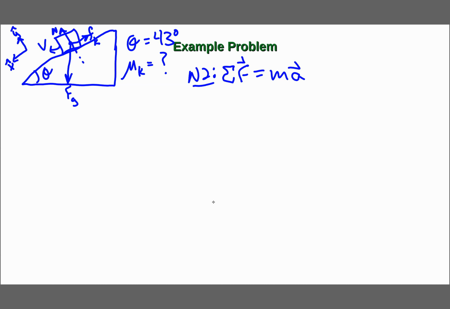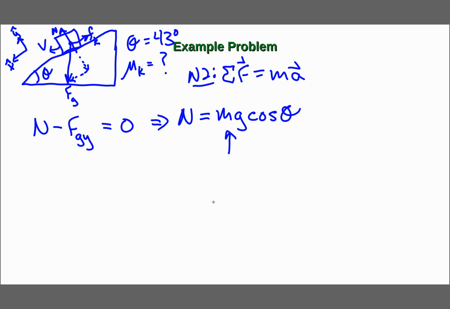So remember, we have our components. And now let's solve the y first. The y is generally easier in these block sliding down a ramp problems. We have n in the up y coordinate, and we have f g sub y pointing down, and that equals 0. The block doesn't fly up off the ramp or fall down through it. And then that tells us that n equals mg cos theta, right? The weight, and then cos because the y component here is next to the angle theta.